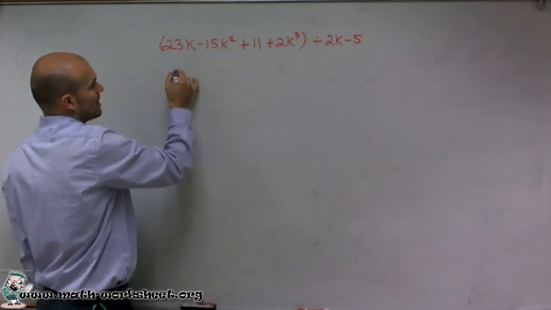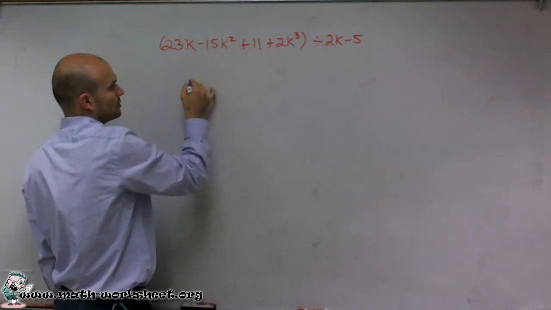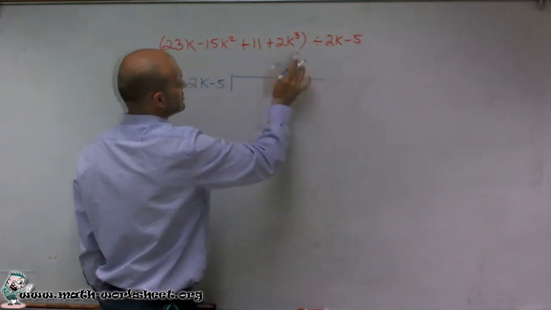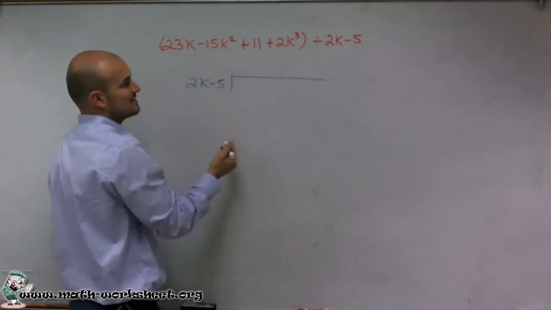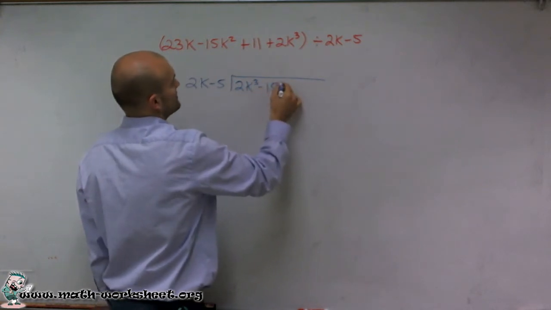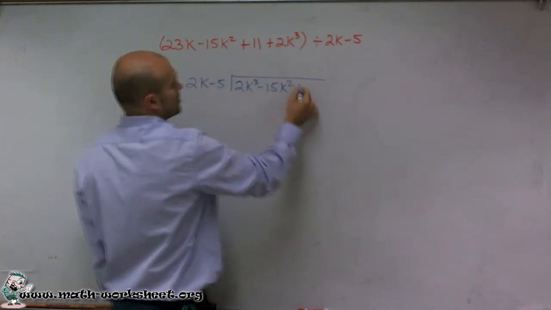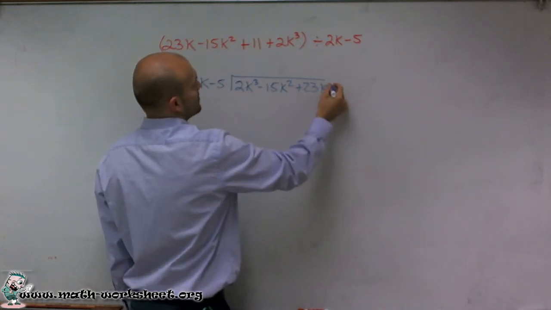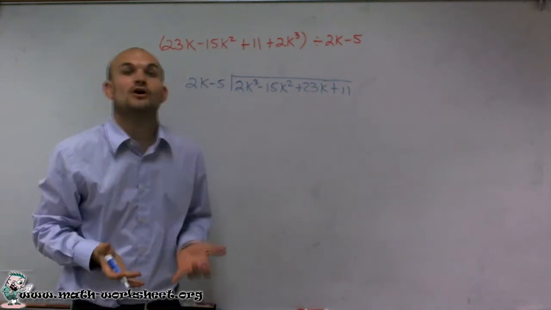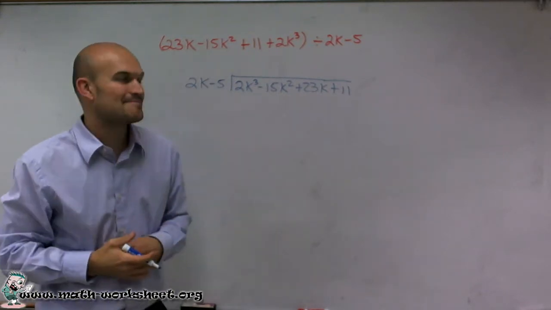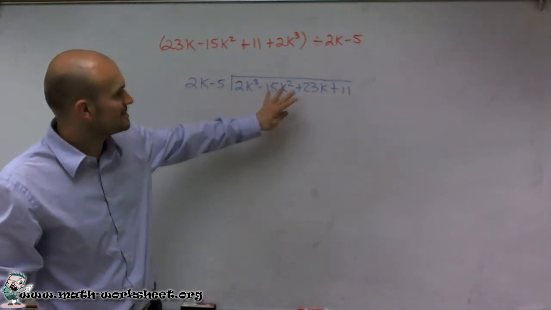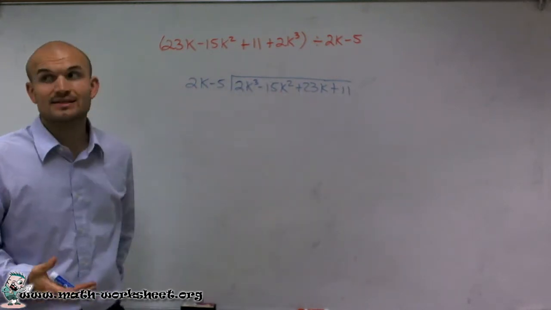So I'm going to rewrite my polynomial. Actually, let's just rewrite it in long division. So I'll have 2k minus 5 dividing into, and let's write this now in descending order: 2k cubed minus 15k squared plus 23k plus 11. Okay, so now we're going to do long division just like we did a long time ago. We're going to divide this binomial into the polynomial, and the way to do this is we're just going to work on this step by step.